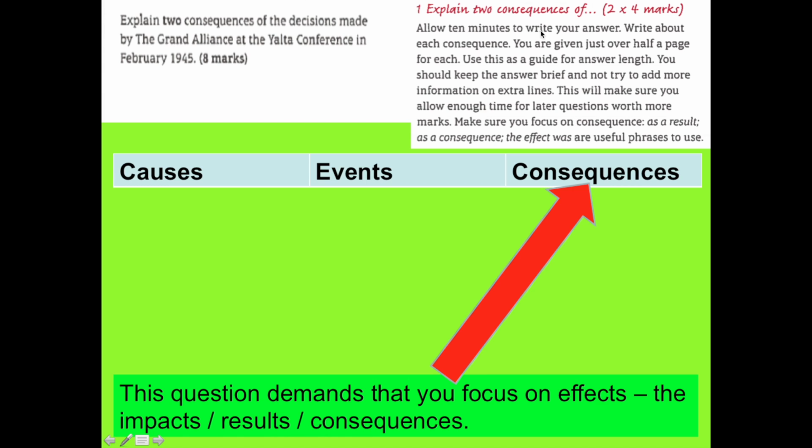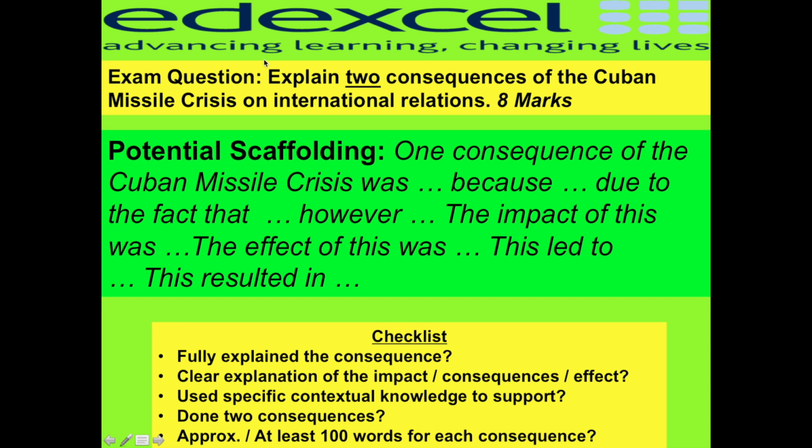So it says here, allow 10 minutes to write your answer. Write about each consequence. You're given just over half a page for each. You don't necessarily need to write any more than that. You should keep the answer brief and not try to add information on extra lines, otherwise you just run out of time. This will make sure that, as it says, you leave sufficient time for later questions. Make sure you focus on the consequence using stems or leading language: as a result, as a consequence, the effects. So just remember, this is where we need to be for question 1, consequences.